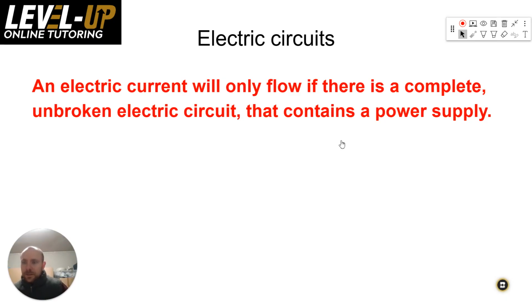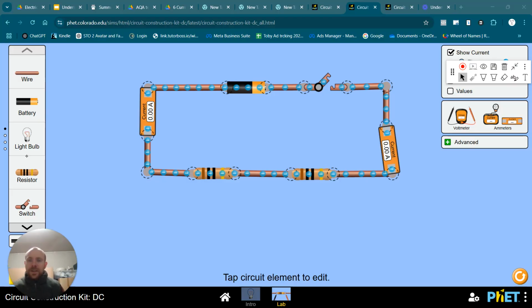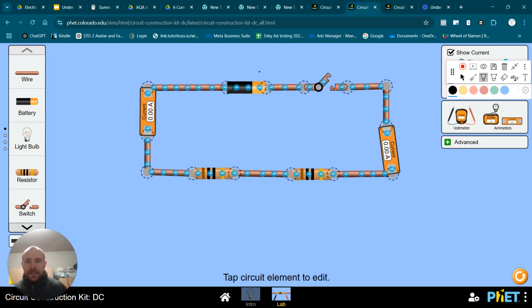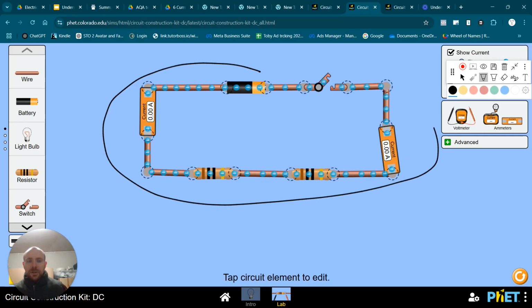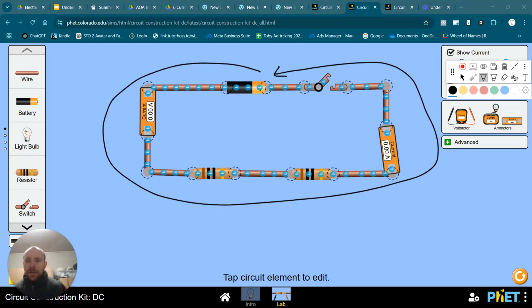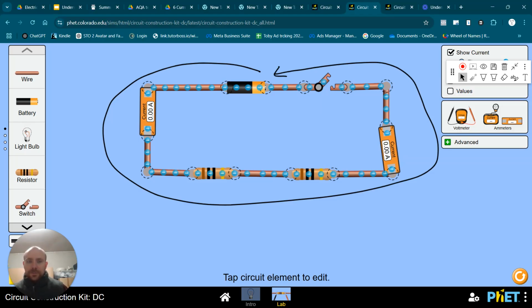So the first thing I'm showing you here is a series circuit. We want to look at the difference between series and parallel circuits. I'll give you some notes in a second, but the thing to remember about a series circuit is that the electrons can only flow in one loop. If I close this switch, you can see that those electrons or charges are flowing. Of course, you need a complete circuit. With any circuit, for electricity to flow, you need a complete circuit.